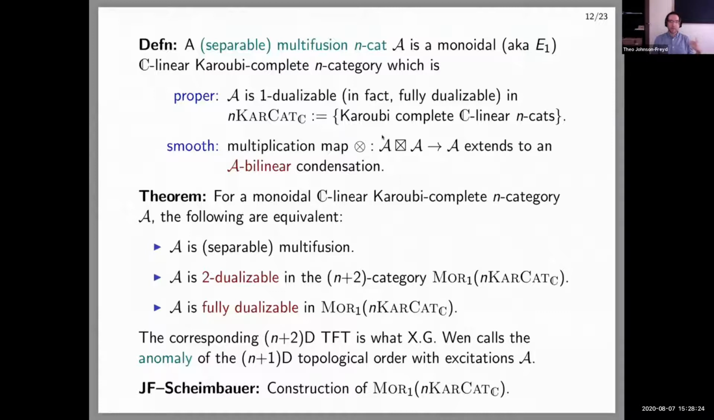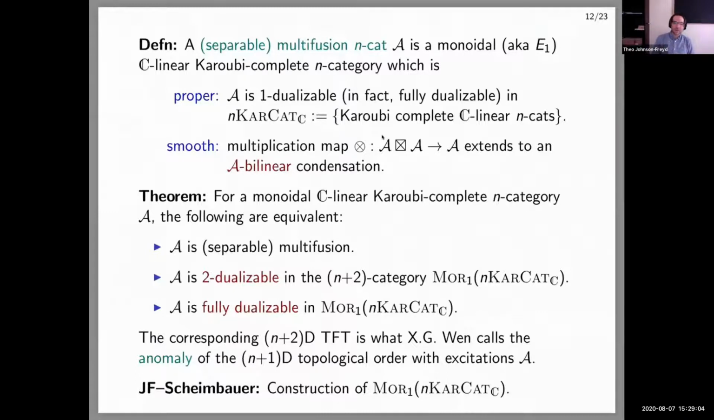Dualizability questions depend a lot on how complete your categories are. The more you complete a category, the easier it is to write down co-units of adjunctions because you get more and more objects. And the harder it is to write down units of adjunctions. And so, maybe I have this backwards. The more complete you are, the easier it is to write down the unit of the adjunction, the harder it is to write down the co-unit of the adjunction. And so, being able to jump all the way from 2 to fully is because I'm in this sort of barely complete, just Karoubi complete, no further completeness.